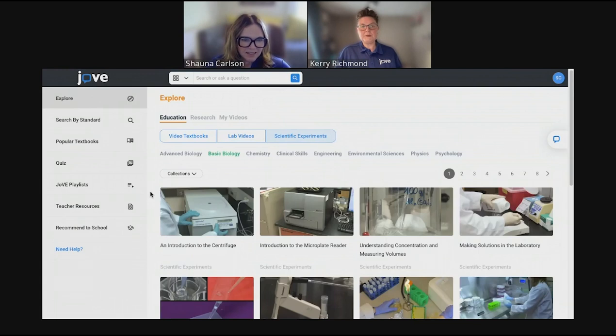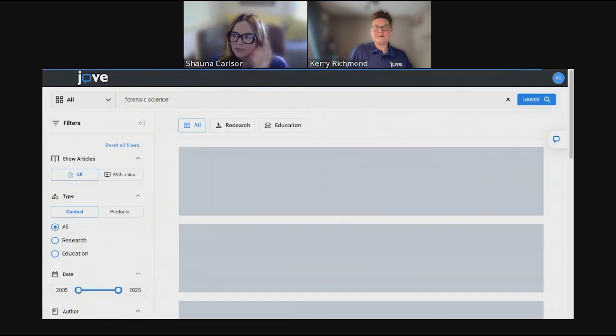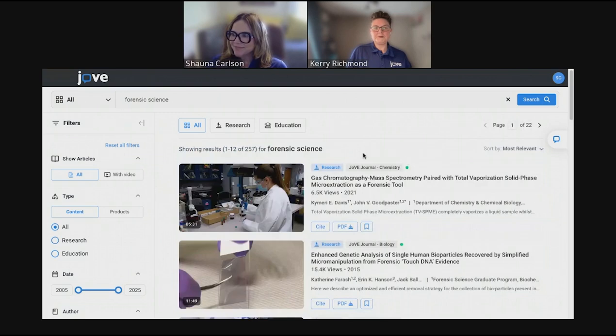I see somebody was asking, like, I'm looking for forensic science. We've got AI-enabled search at the top here as well, so you could just type in here and see what comes out. So, there's a lot of different options. Alright, I'll stop sharing.